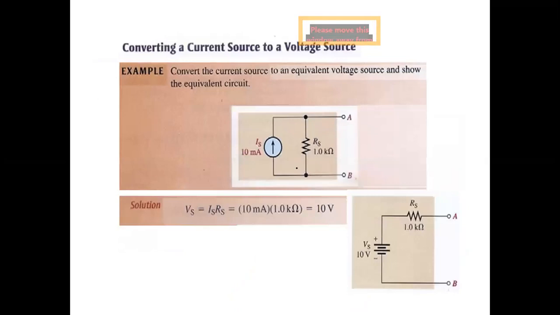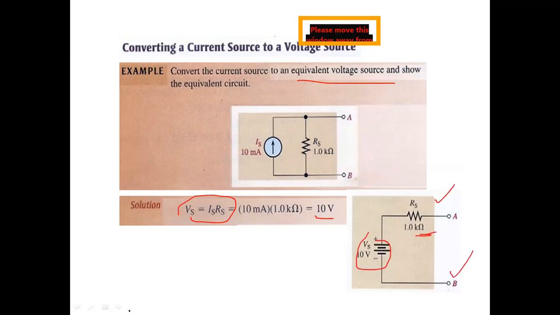This is an example, just to explain how a current source is converted into a voltage source. The current source is given as 10 milliampere and the resistance is 1.0 kilo ohm. For getting the equivalent voltage source, we will find the value of voltage. Vs is equal to Is into Rs, 10 volt. So we have found this value, Rs is the resistor, and you will get this voltage source equivalent circuit diagram, as you can see in this example.